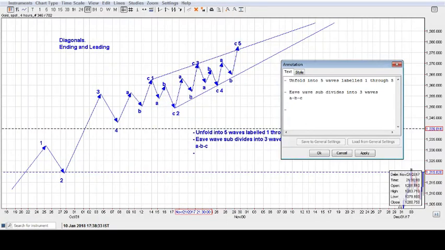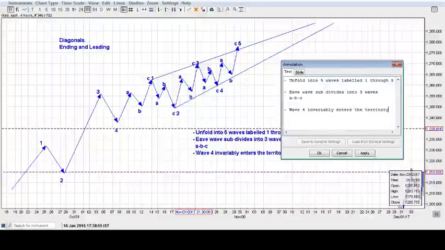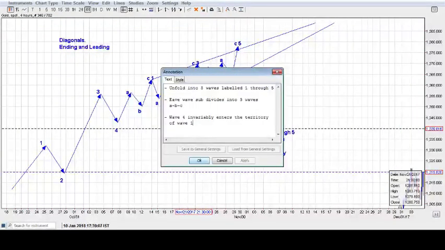Point number 3, which is another distinguishing point between the impulse waves and the diagonals, is that wave 4 invariably enters the territory of wave 1. Is that okay?